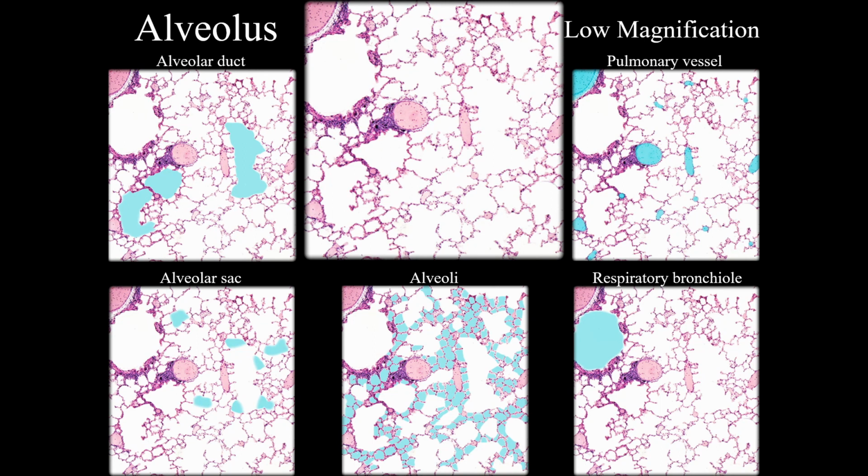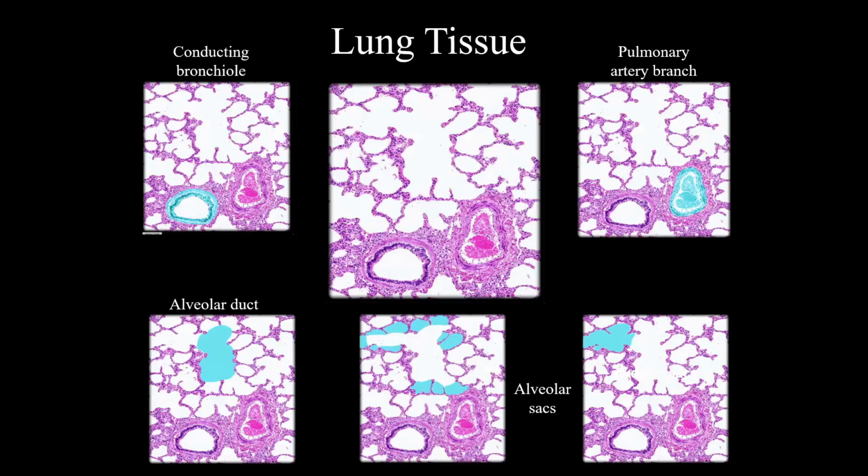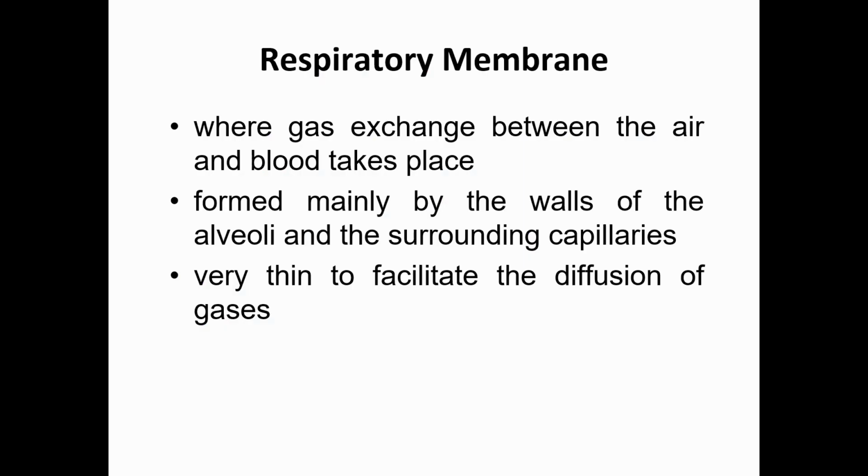So this is the histological view of our alveoli. Another histological view of our lung tissue. Okay, now we have our respiratory membrane. This is where gas exchange between the air and blood takes place. Formed mainly by the walls of the alveoli and the surrounding capillaries, this is a very thin membrane to facilitate the diffusion of gases.